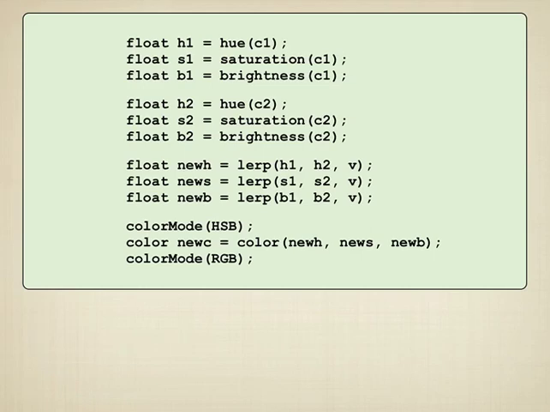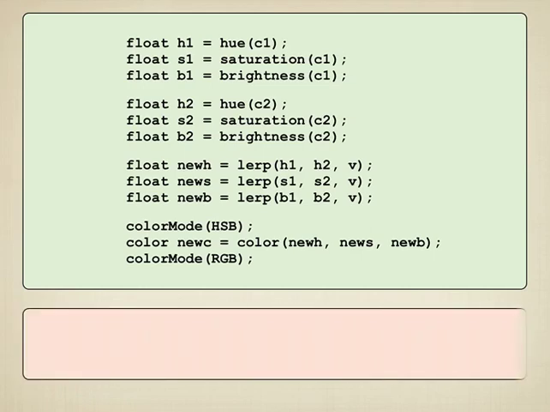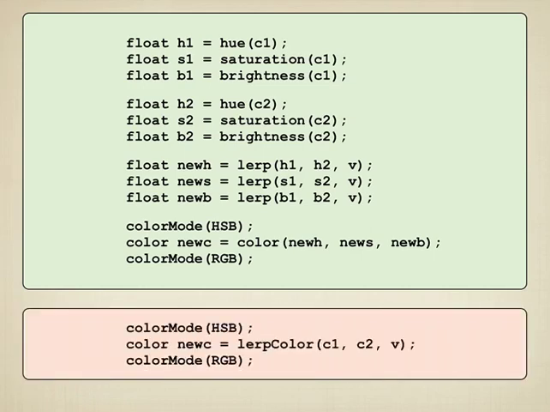If you don't want to type all this code, of course we can use lerpColor. All we have to do is go into HSB mode, call lerpColor, and go back into RGB mode. And that will blend color 1 to color 2 in HSB space.